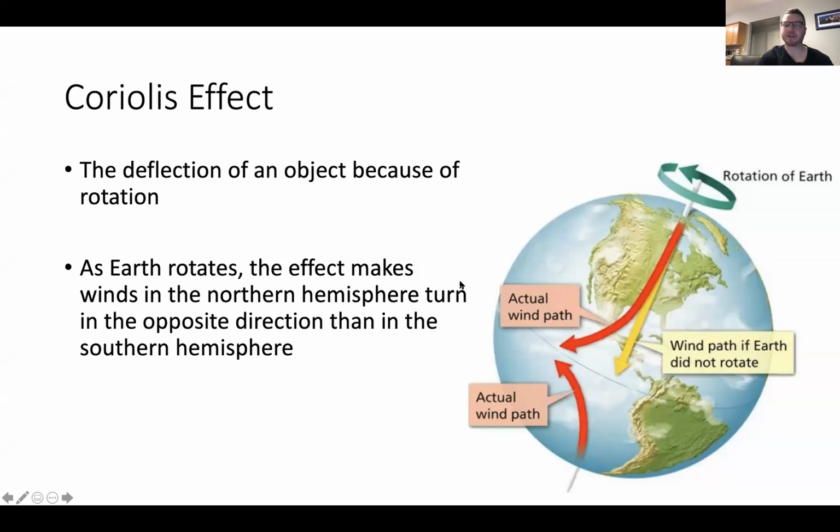So if we pretend that Earth is a really large merry-go-round and it's spinning, the air that is returning to the equator as it's cooling, because the Earth rotates from east to west. So it goes in this direction, right? So it rotates from east to west, right? So the eastern part of Canada will see the sunrise first, right?